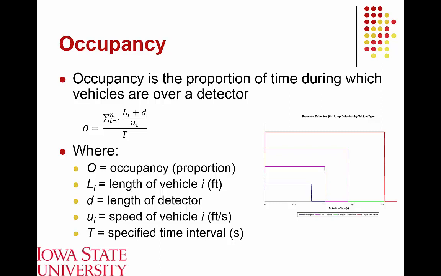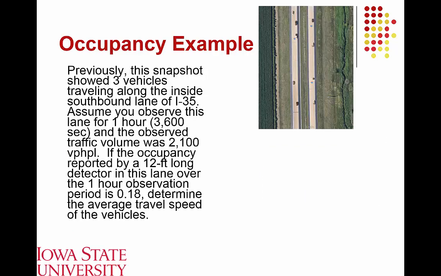If we add up those quantities over all n vehicles and divide that by the total observation period, that will give us an occupancy, so a percentage of time during which that detector is occupied. And so if you're given the occupancy, we can actually back calculate speed, and we can use this to calculate a number of our other quantities as well, such as density.